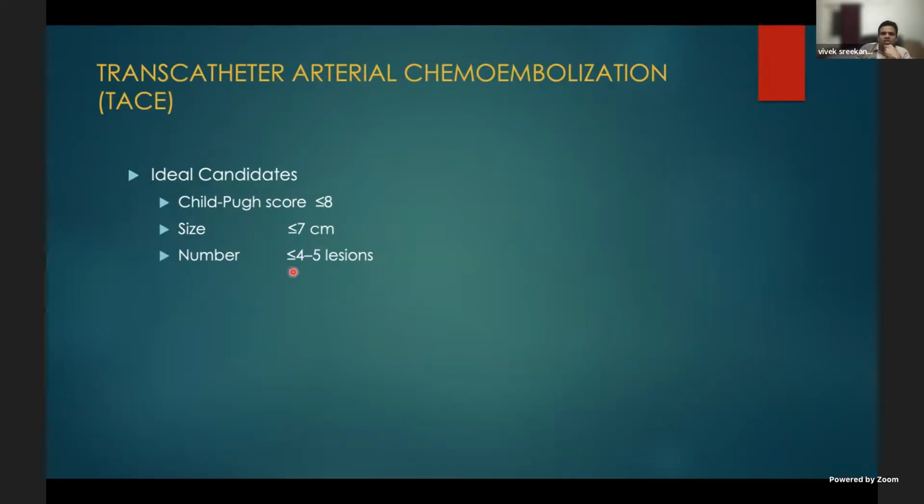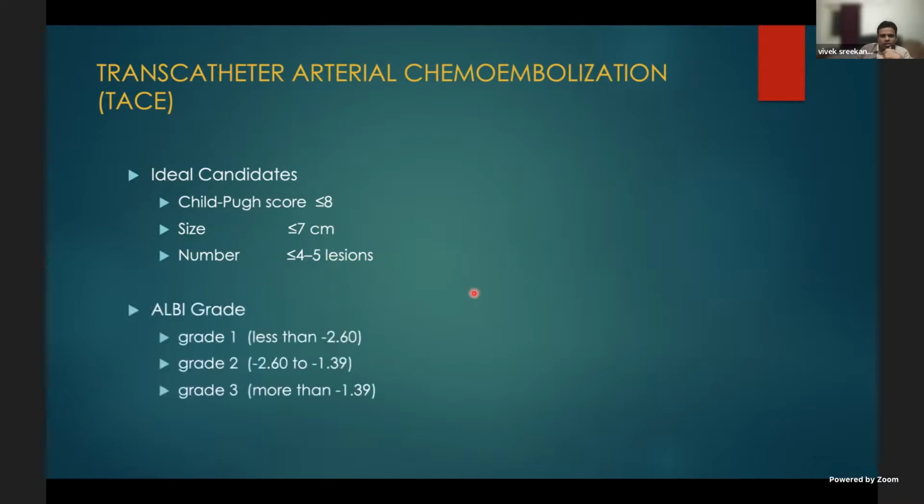And the total number of lesions less than 4 to 5 lesions are the ideal candidates. So even if there are more than these lesions, then we have to do something called a staged TACE. Or even in these cases, if we reach the Lipiodol limit, we do call the patient for a second-stage TACE after 2 weeks. So these are the ideal candidates.